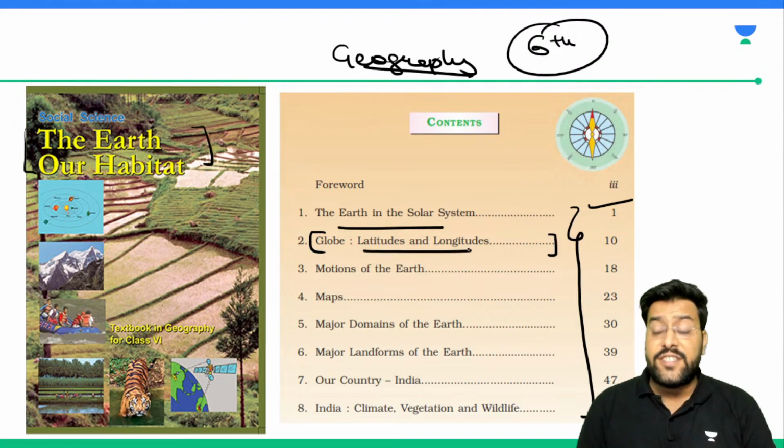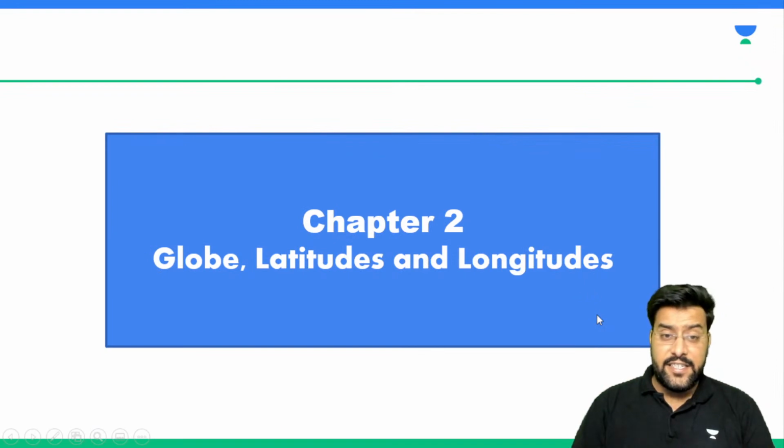Today's lecture will be about the second chapter, that is globe, latitudes and longitudes. So we'll be starting our discussion. Chapter 2, class 6th NCERT, globe, latitudes and longitudes.